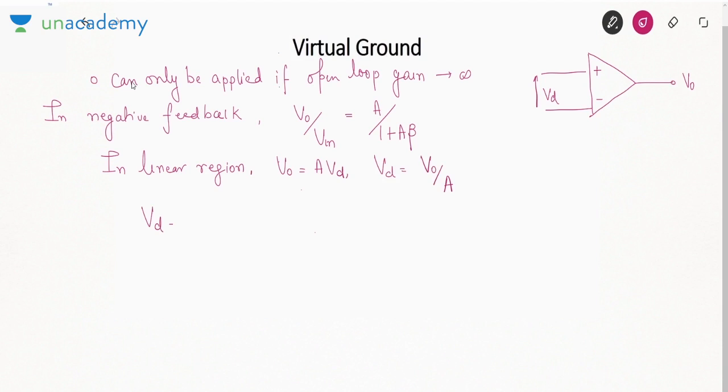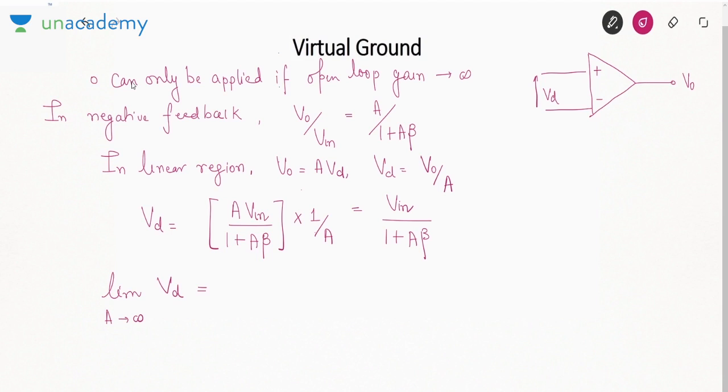So what is Vd? V naught is how much? A V in over 1 plus A beta, into 1 by A. So Vd is V in over 1 plus A beta. Now if I say that open loop gain tends to infinity, then what will this Vd become? If A tends to infinity, the denominator is infinite, so it will become 0. Now this Vd is actually the difference of positive terminal voltage and the negative terminal voltage.